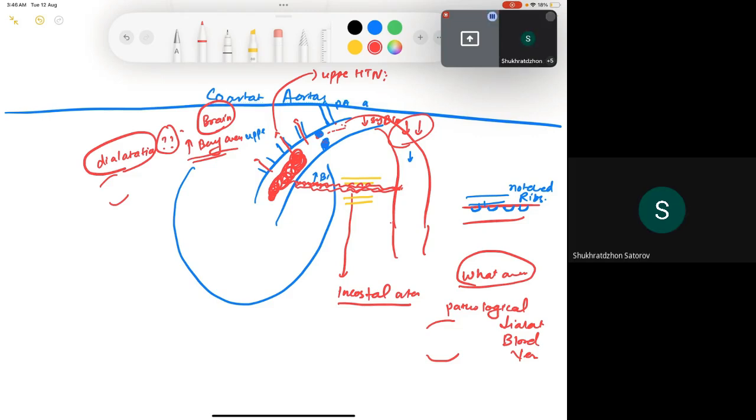It can lead to berry aneurysm. So we'll be discussing what is berry aneurysm. Basically it occurs in the anterior communicating artery, which we'll be discussing in our neurology section, right?